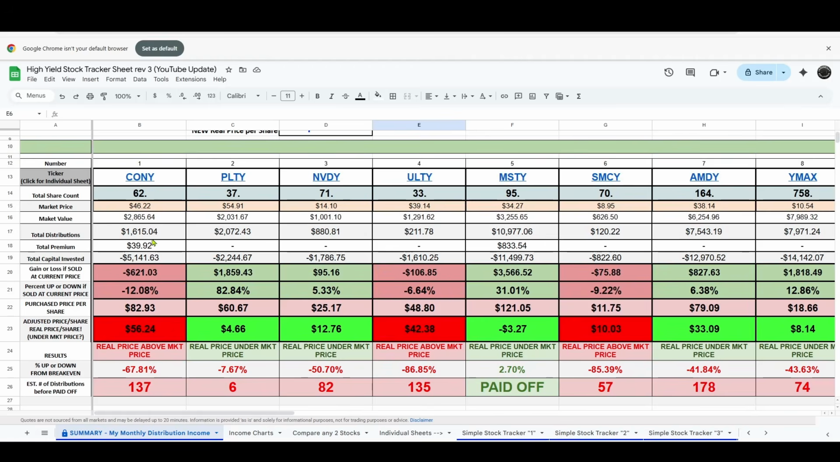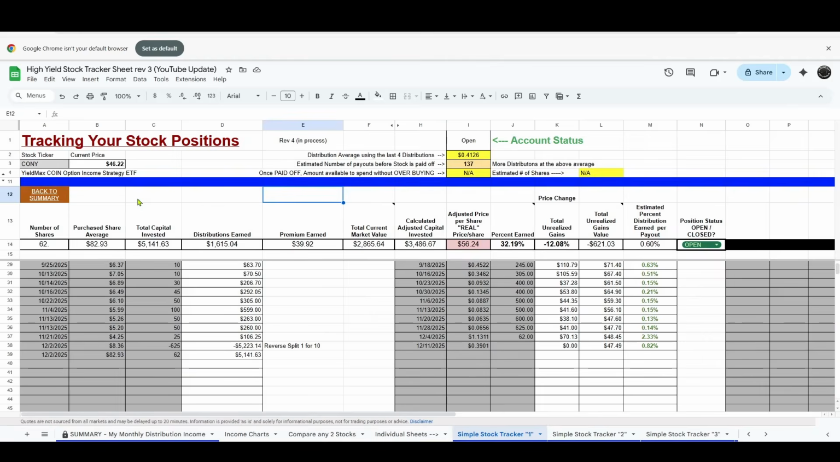So let's just jump right on into it, and let's start right off here with CONY. And with the new sheet, of course, everything is linked up. So as you create your own spreadsheets, it will populate the summary page, and those will be linked up for you automatically. Just by hovering over that ticker, it will give you a little pop-up here, and then you click it and it takes you straight to that individual stock tracking sheet, just like that.